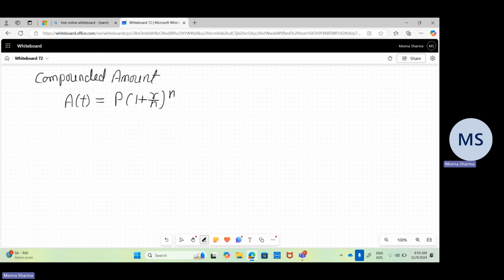So here we talk about the compounded amount. For compounded amount, we have a formula which is AT equal to P(1 plus R upon N) whole power N multiply T. Here what is AT? We will write AT equal to compounded amount.